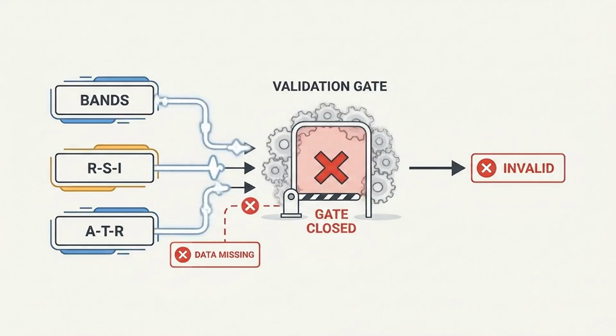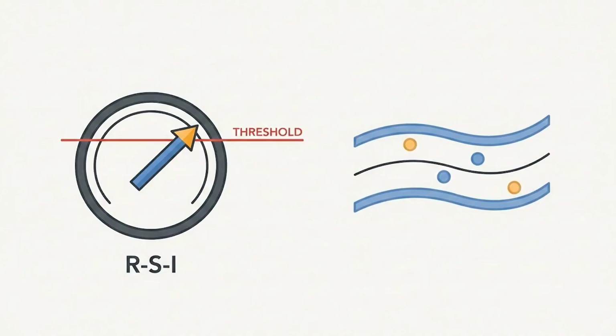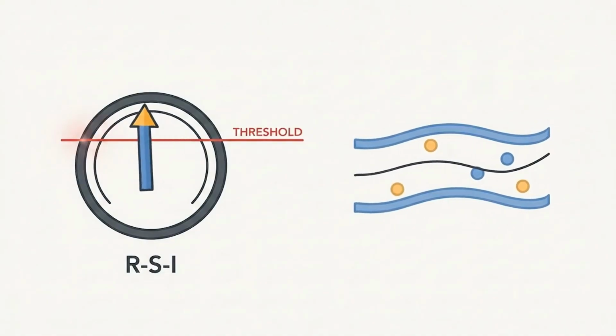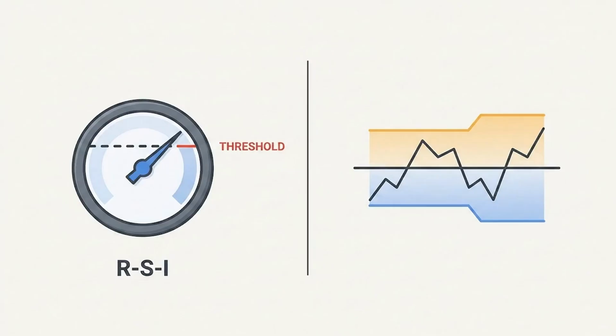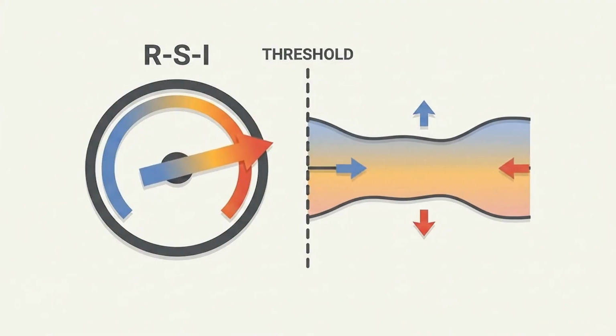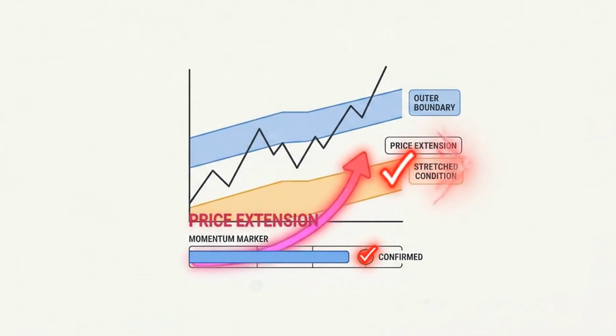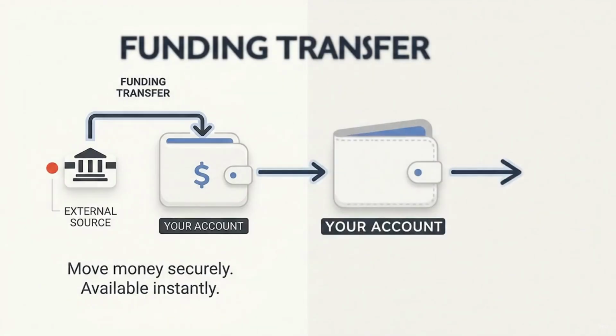With the data available, we can define the setup. For a potential long trade, the closed candle must extend below the lower Bollinger Band and RSI must be below the lower threshold. For a potential short trade, the candle must extend above the upper band and RSI must be above the upper threshold. That tells us price is stretched. It does not tell us the stretch is over.